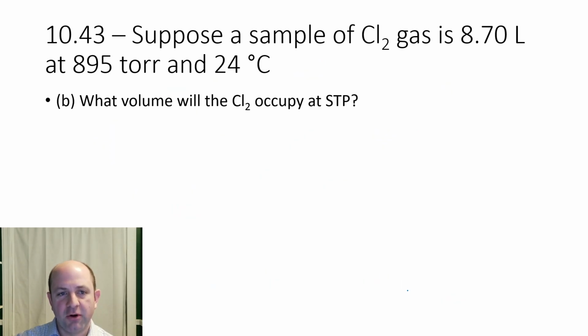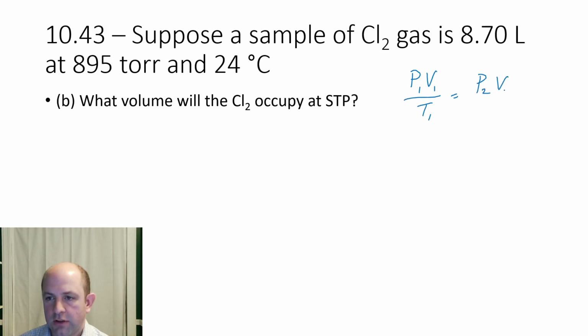All right, for the next one, it's part B of the same problem, but it says this time, instead of figuring out how much chlorine, what volume will the chlorine occupy at STP. And so here we're changing it. We have a volume and a pressure and a temperature, and we're changing the temperature and pressure. That's our clue to not use the ideal gas law, but instead to use the combined gas law. So P1 times V1 over T1 equals P2 times V2 over T2.